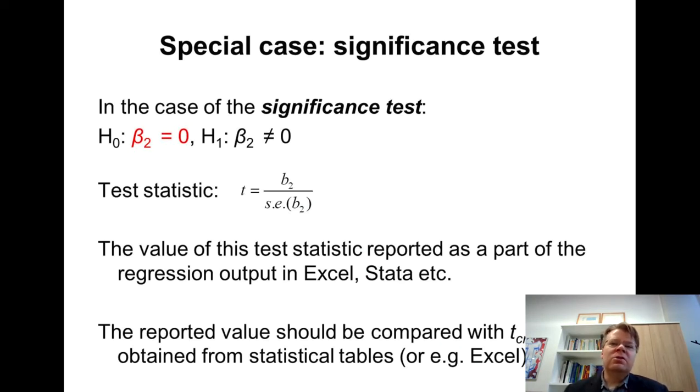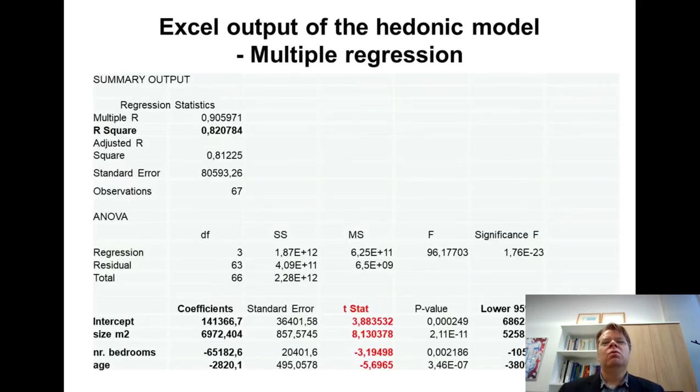Of course, your statistical software doesn't know what the null hypothesis being claimed is, so this beta asterisk is not known. That's why it's replaced by the significance test that beta 2 is equal to 0. So this is actually what the t-stat reported, for example, in Excel output, is.